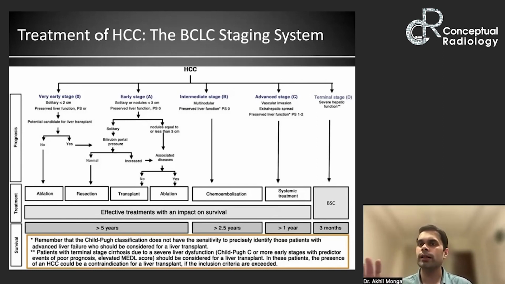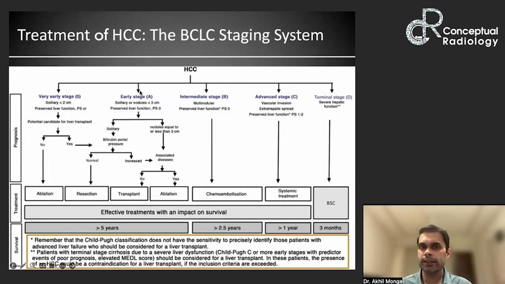We have found that in less than 2 centimeter lesions, ablation with a 1 centimeter zone is almost as good as surgery. So remember, this is the way we'll teach early stage disease. Of course, if the patient is a candidate for transplant, it can be considered for transplant also, especially if the patient's liver function is not very good and he needs transplant, the other way around as well.